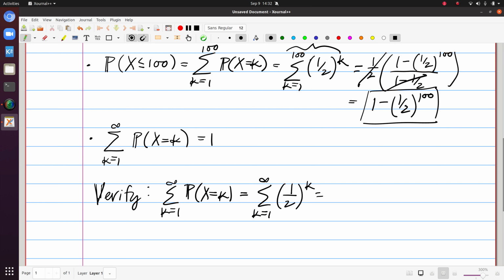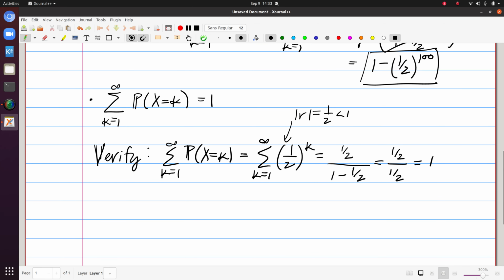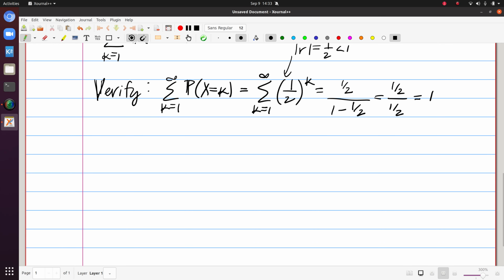1/2 to the k. That's geometric. The r value in absolute value is less than 1, so that series converges. And moreover, it converges to the first term, 1/2, over 1 minus the r value. But this is 1/2 over 1/2, and we get 1. So now we have a way to actually mathematically justify that that sum is 1, where before we just knew from the context that it should equal 1. To use it further, we can see it on an example where we can't intuit the value of the sum, so we can see where it's particularly helpful.